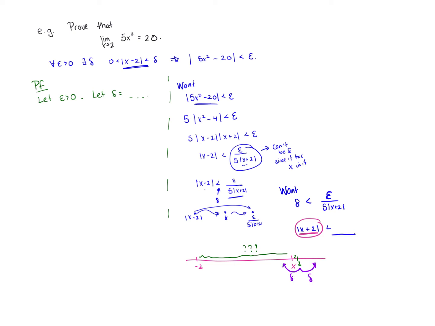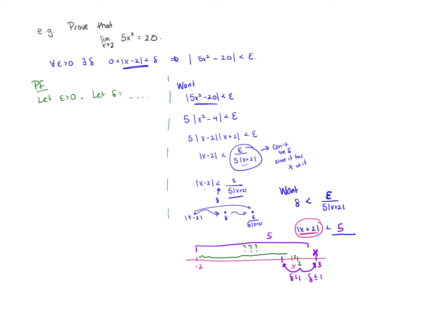So by restricting how big my delta can be, we can make sure that that x plus 2 distance can't be too big. So let's say that delta is at biggest 1. So the biggest distance we can have is 1. So the furthest away my x could be is if x was way over here at 3, in which case that distance would be 5.